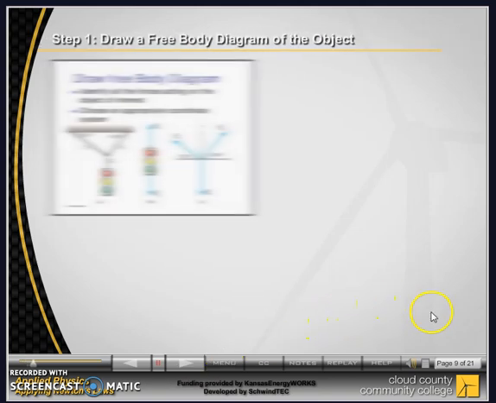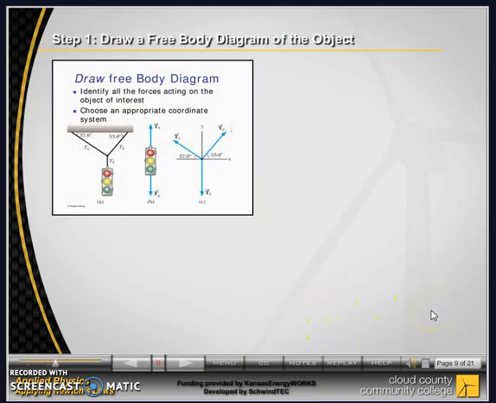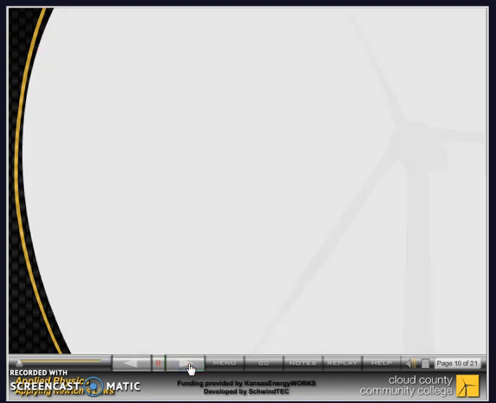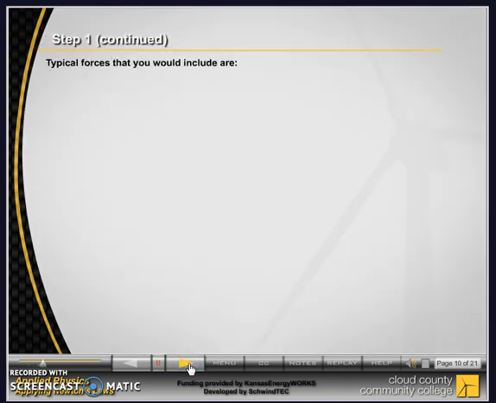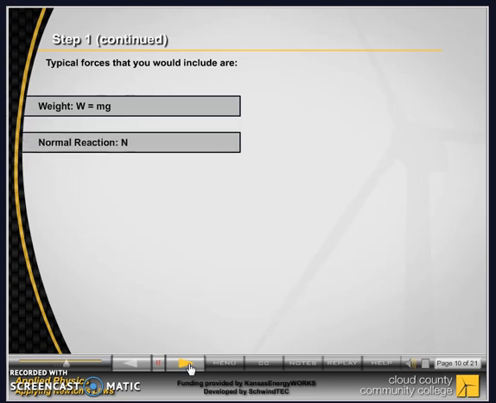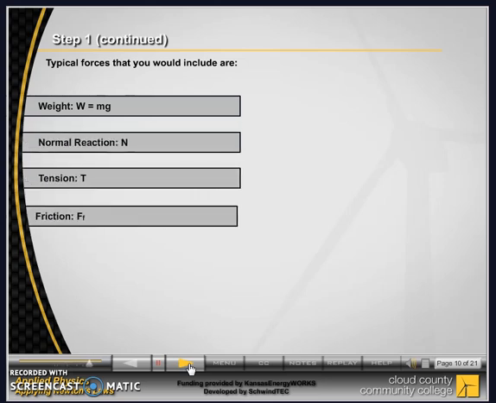Step 1. Draw a free body diagram of the object. The free body diagram shows various forces acting on the body. The typical forces that you would include are weight, normal reaction, tension, and friction.